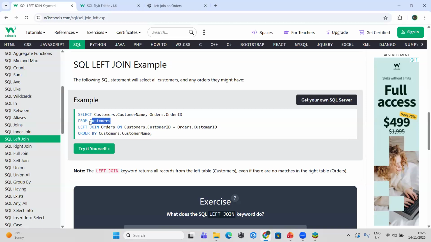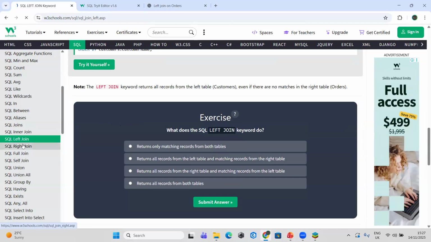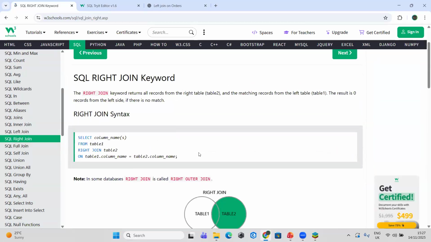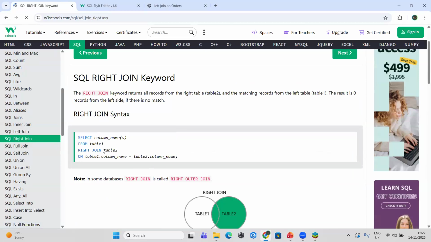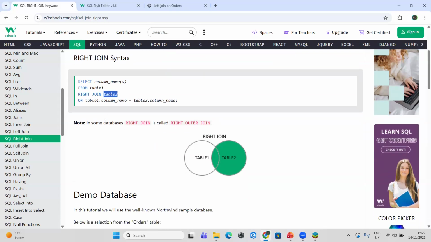Now, similarly, in right join, table one, and in table right join, this will be table two, the one on the right side of the right join. So this is the syntax and you have to remember it very carefully.